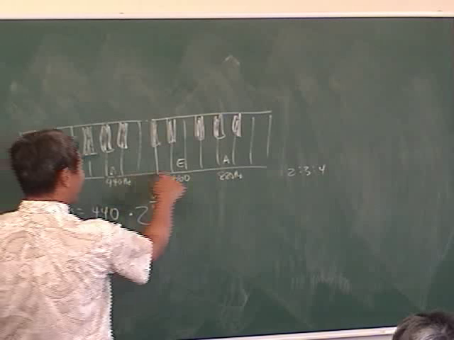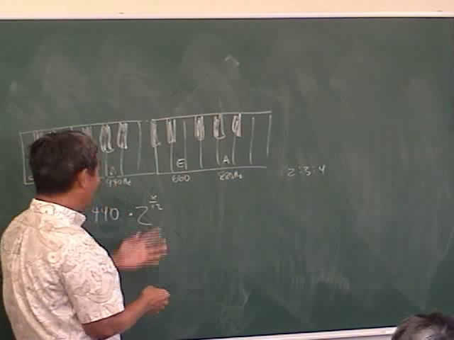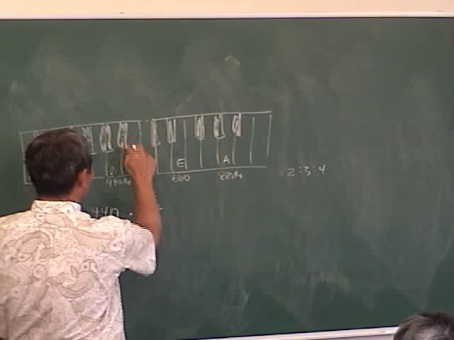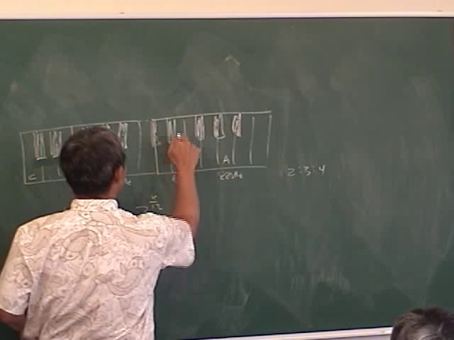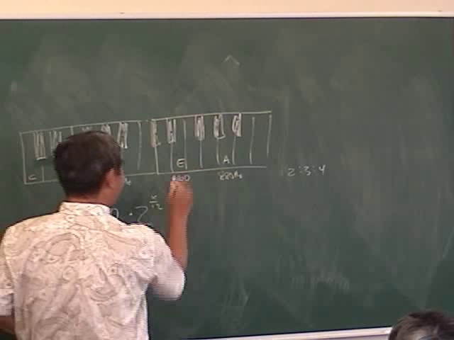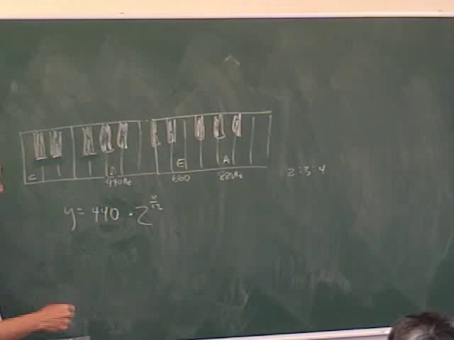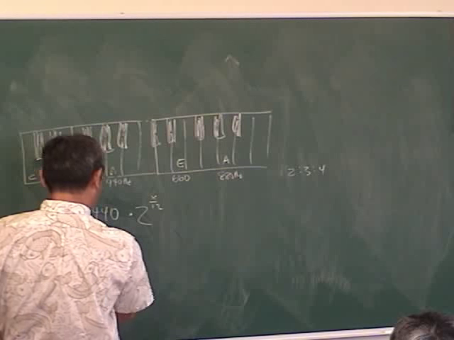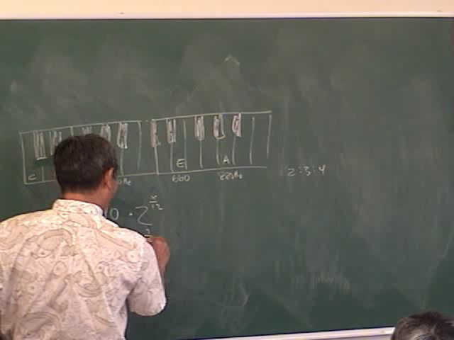But if you want to get the frequency for E above the A above middle C, how many half steps do you have to go? 1, 2, 3, 4, 5, 6, 7. So if you want the frequency of E, you would have to plug in 7 for x. So the frequency of this E would be 440 times 2 to the 7/12th power.